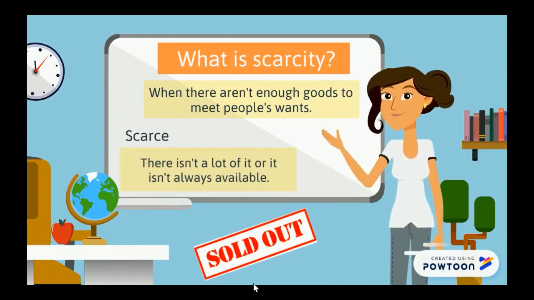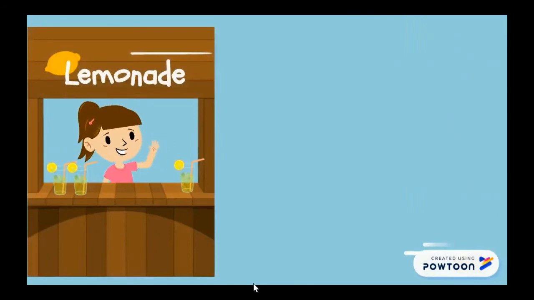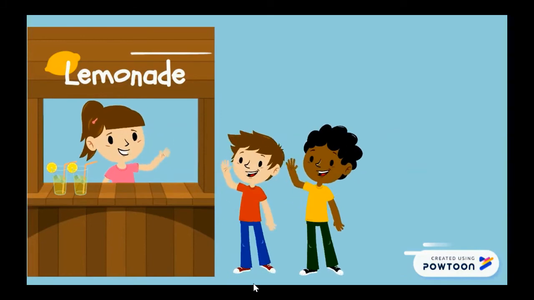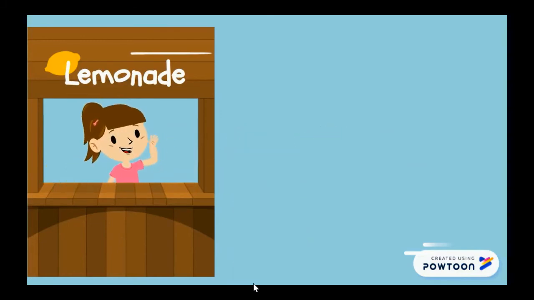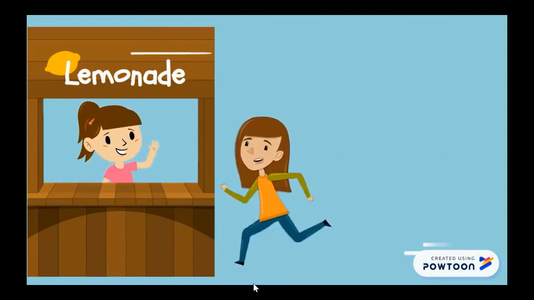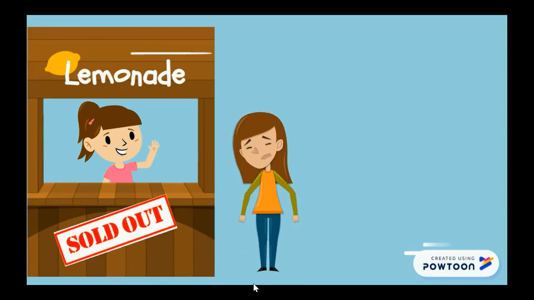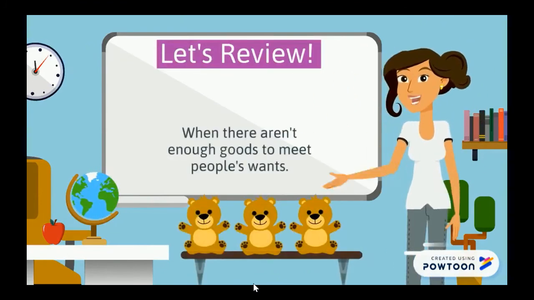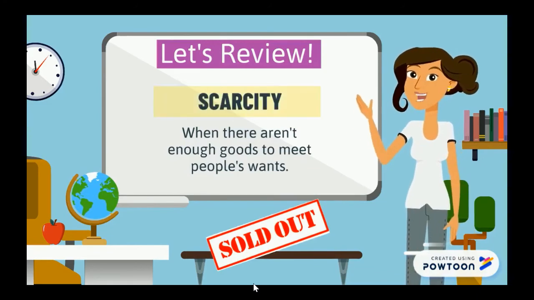Let's look at an example of scarcity. Meet Sonia. Sonia has a lemonade stand with a lot of customers. Because her lemonade is so popular, the demand or want for her lemonade is high. Oh no, Sonia has another customer, but she has no more lemonade to sell. More people wanted the lemonade than she had. This is scarcity. Let's review. When there aren't enough goods to meet people's wants, that is called scarcity.